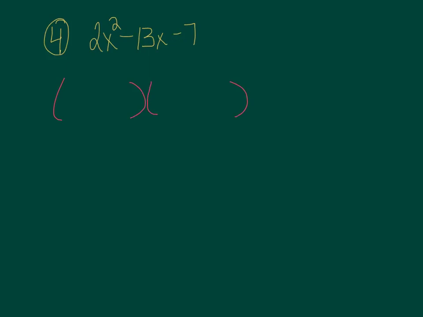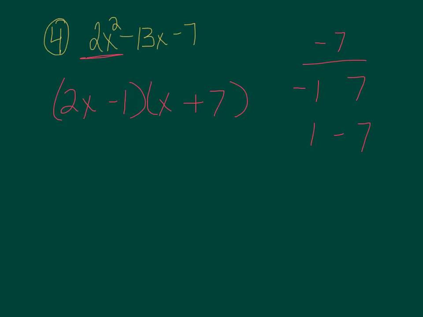Now, I know, again, the only way to get 2x squared is to take 2x times x. Now, negative 7. Factors of negative 7: negative 1 and 7, and 1 and negative 7. Now this is easy because there's only two guesses. So let's take a look. I'm going to guess just the first one. Minus 1 and a plus 7.